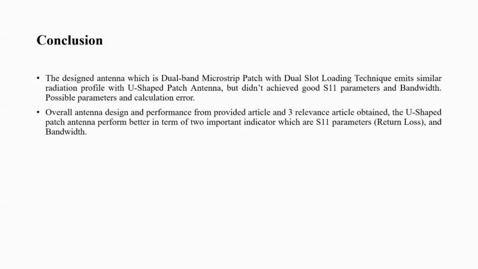For the conclusion, overall from this assignment, the antenna I designed in CST, a dual band microstrip patch with dual slot loading technique, emits a similar radiation profile to the U-shaped patch antenna, but didn't achieve good S11 parameters and bandwidth, possibly due to parameter and calculation errors on my part. The second is the overall antenna design and performance from the provided article and the three relevant articles obtained: the U-shaped patch antenna performs better in terms of two important indicators, which are S11 parameters, return loss, and bandwidth. That's all from me. Thank you.